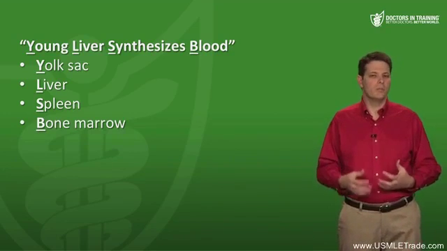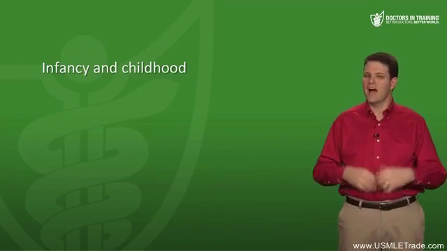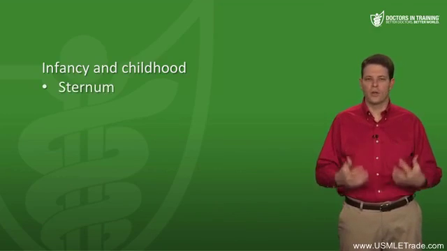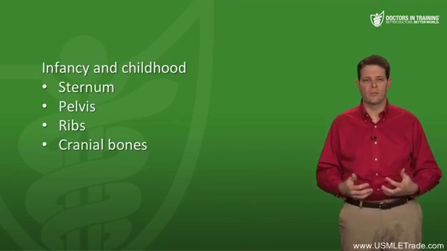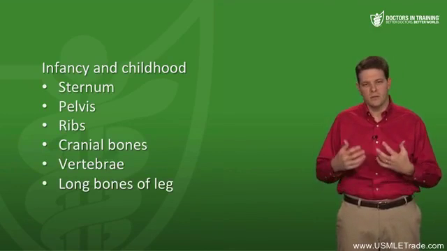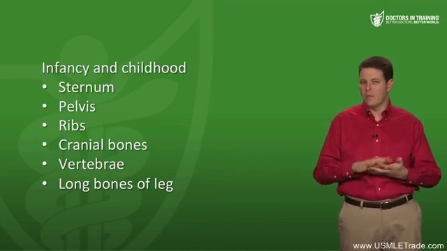And then make note which bones we're talking about. In infancy and childhood, the marrow of basically the entire skeleton is hematopoietically active. It tends to be things like the sternum, the pelvis, the ribs, the cranial bones, the vertebrae, and also the long bones of the leg, which are the tibia and the femur. So think about those long bones and flat bones.